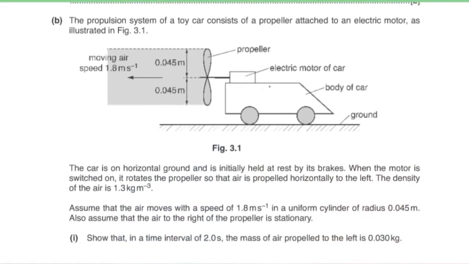Part B, the propulsion system of a toy car consists of a propeller attached to an electric motor as illustrated in figure 3.1. The car is on horizontal ground and is initially held at rest by its brakes. When the motor is switched on, it rotates the propeller so that air is propelled horizontally to the left. Density of the air is 1.3 kg per meter cube. Assume that the air moves with a speed of 1.8 meters per second in a uniform cylinder of radius 0.045 meters, also assume that the air to the right of the propeller is stationary.